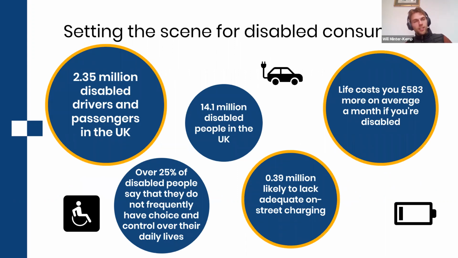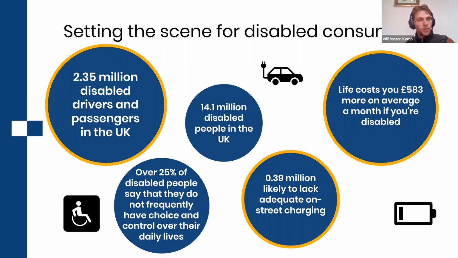So just to set the scene really for a bit of context for the scale of this potential problem, in the UK there's 14.1 million disabled people, and that makes up an enormous proportion of people in the UK, something that obviously needs to be addressed if there's going to be potential issues transitioning to electric vehicles.